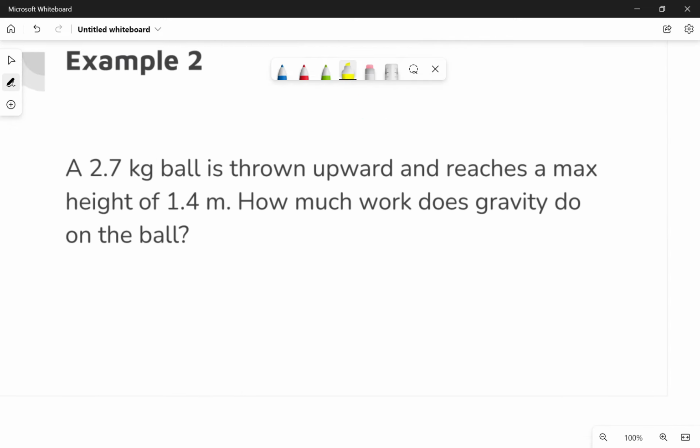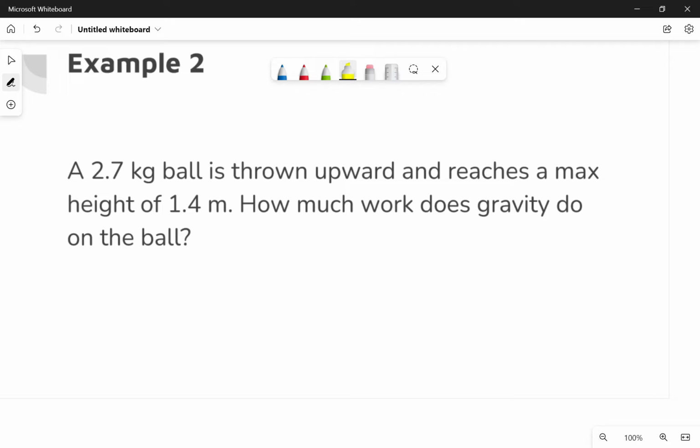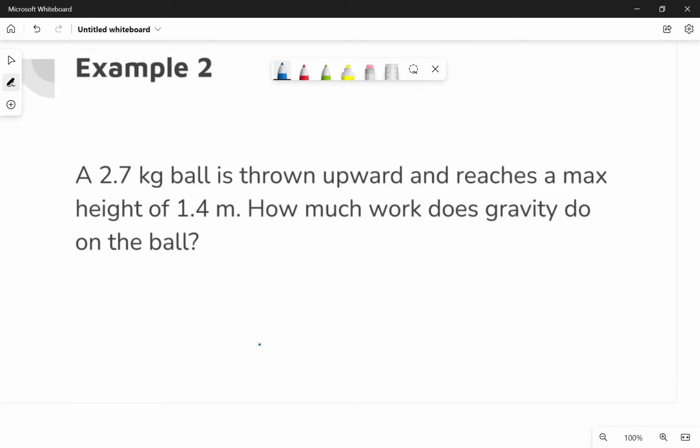Let's look at one more quick one here. This one I actually did give you the distance that it was moved. So I've got a 2.7 kilogram ball is thrown upward and reaches a max height of 1.4 meters. And I want to know how much work is done by gravity. And so if I focus just on gravity, I've got a ball. It's quite a heavy ball. Probably should have thought through the numbers a little better, but there's a ball, and the force of gravity on that ball is down, and my displacement is up.